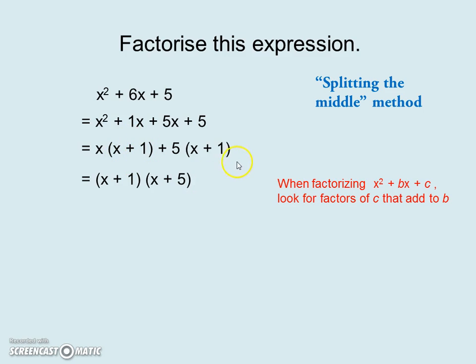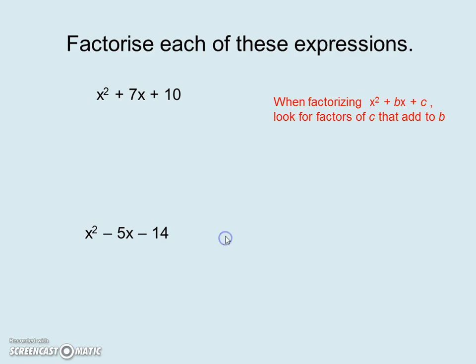We're left with x plus 1 and x plus 1. Now we've got a common factor of x plus 1, so we take that out the front. And that's how you do the splitting the middle method. Okay, splitting the middle term. Let's see it twice more.